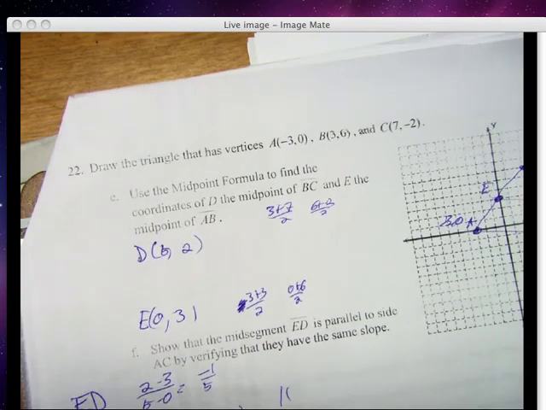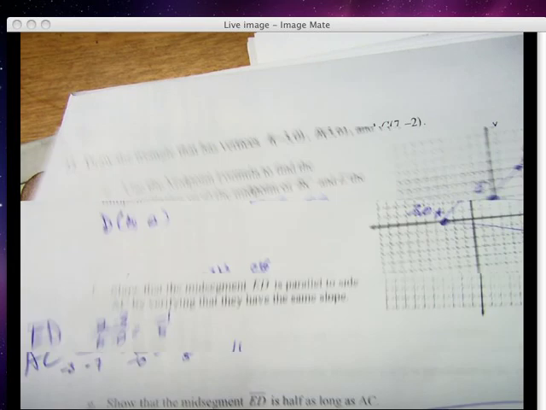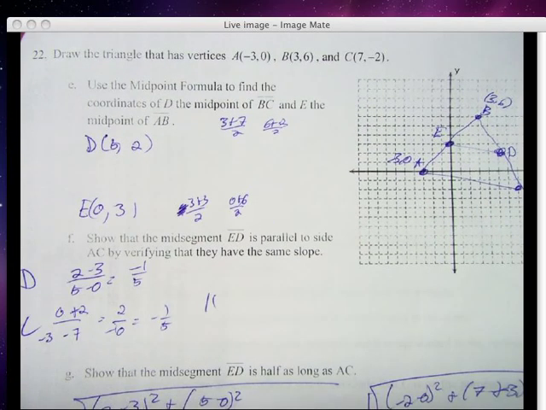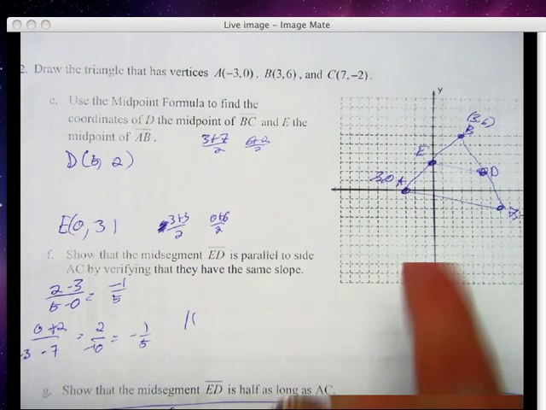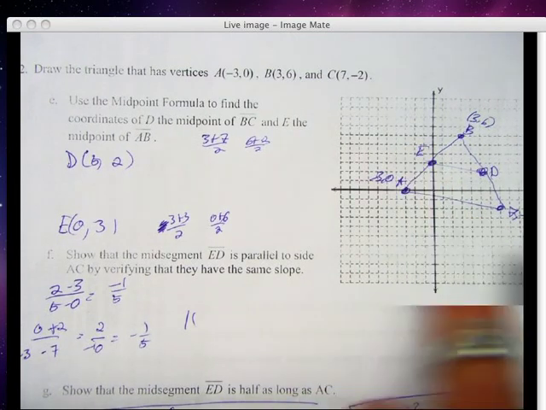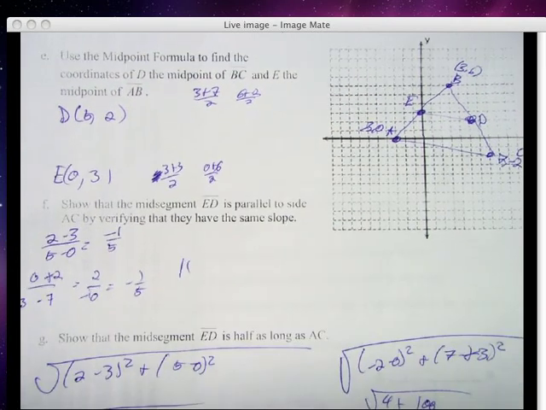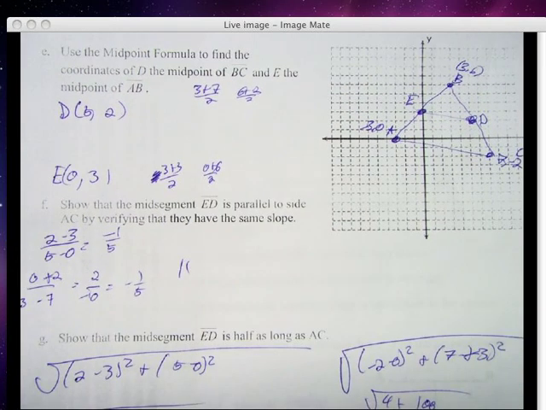Okay, 22, D, we had to find the midpoint. 5, 2. E, we had to find E as the midpoint of AB, which is 0, 3. Do you see how they look different? These are mid-segments. What do you think ED is going to be parallel to? AC. How do we know if they're parallel? They'll have the same what? Slope. They both have a slope of -1/5. We found the slope from E to D and the slope from A to C.